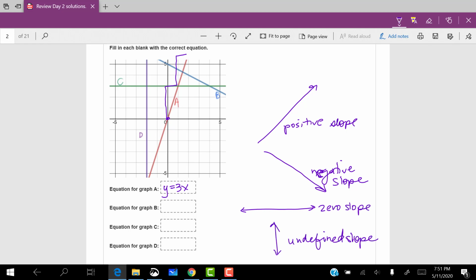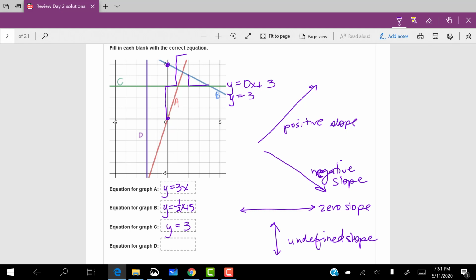Okay, so for graph B, we can see that's going to be a negative slope. The y-intercept is 5. So I'm going to have y equals something times x plus 5. And I can see the slope goes down 1 over 2. So that's a slope of negative 1/2. And I'll squeeze in the x there. Line C has a 0 slope, so you could write this as y equals 0x plus 3. Or just y equals 3 is more common.